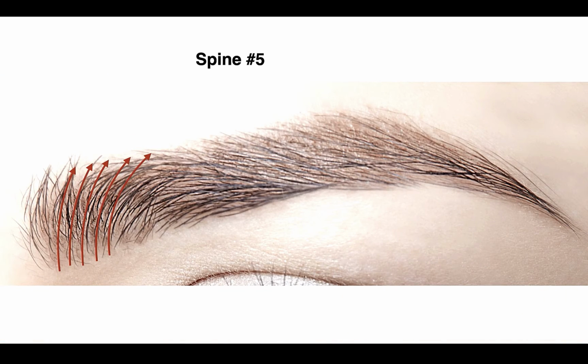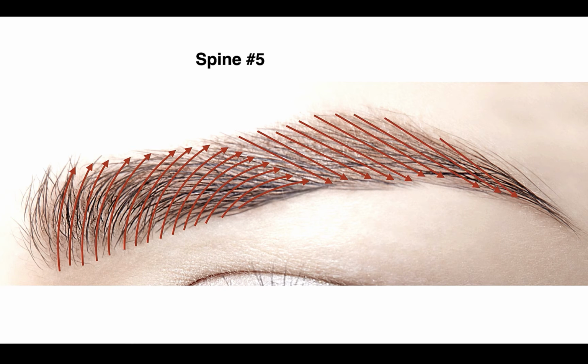This brow demonstrates hair growth patterns for spine number 5. You will find number 5 spines most often on straight brows. When microblading, spine number 5 brows will have more downward strokes than any other brow.